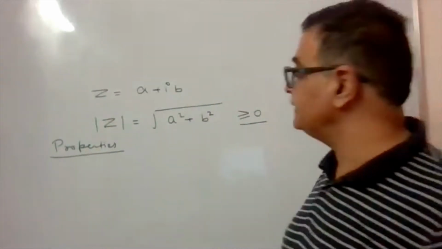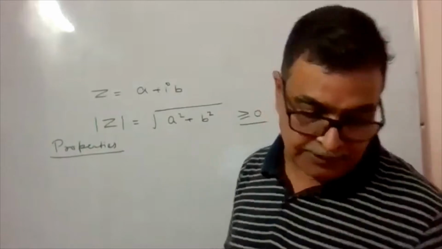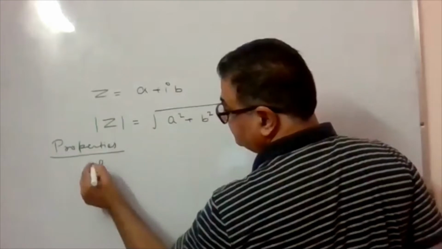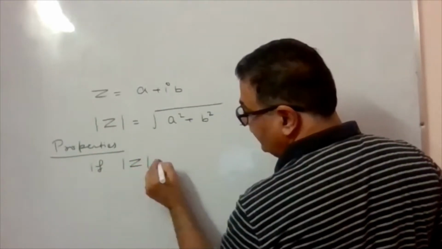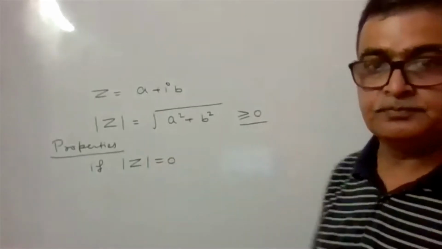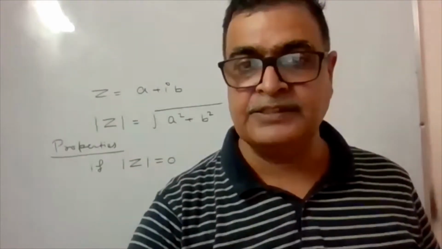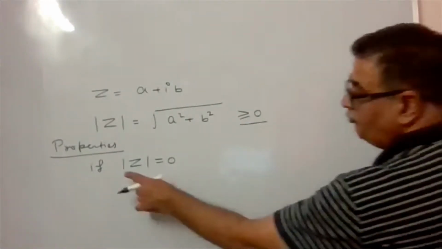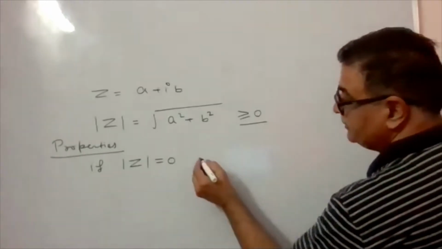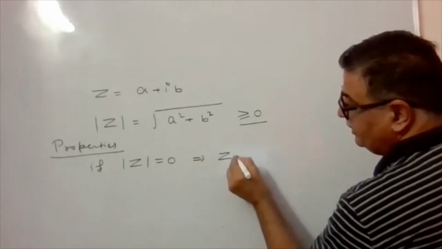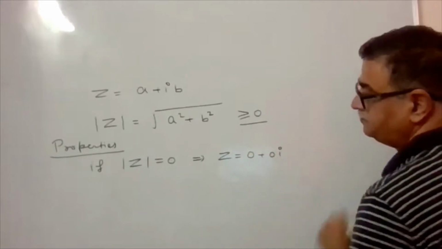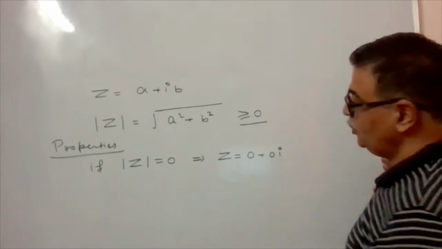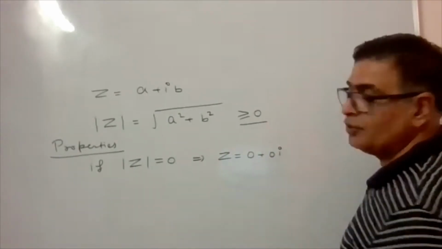Properties of this modulus of complex number. First property says that if modulus of Z for any complex number is 0, this implies Z is 0 plus 0 iota. We have to prove it.